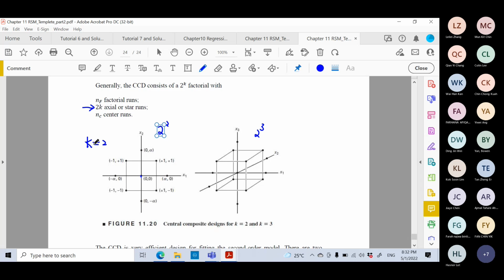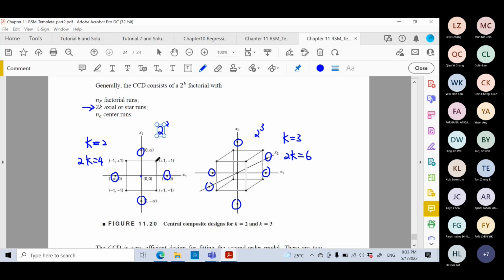So therefore, in this diagram, 2 to the power of k equals 4. So the 4 runs will be here: 2, 3, 4. If you study k equal to 3, from the diagram here you know that they consist of the 6 surface. So the auxiliary runs equal 2 times k, which is 6. So where is the 6? 1, 2, 3, 4, 5, 6. So these are the auxiliary runs you need to run if you want to form the equation or the model for the CCD.